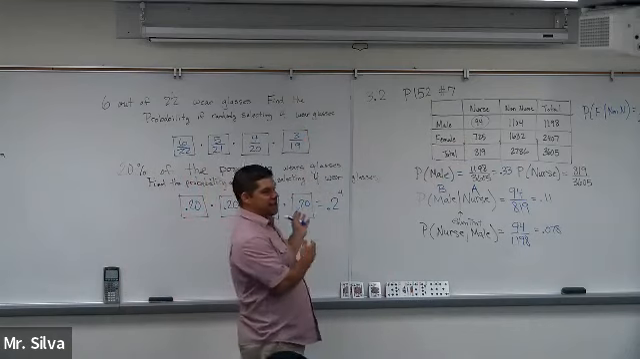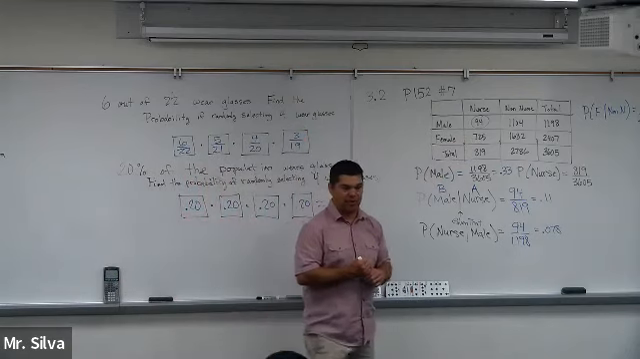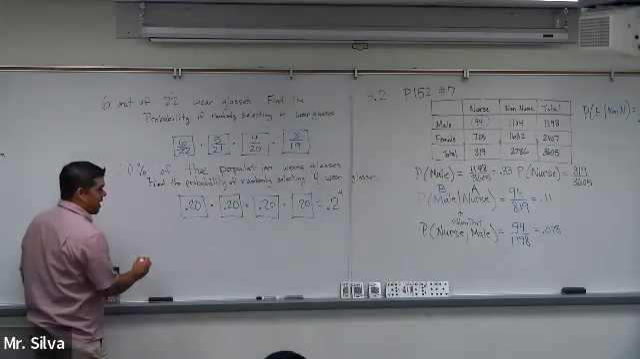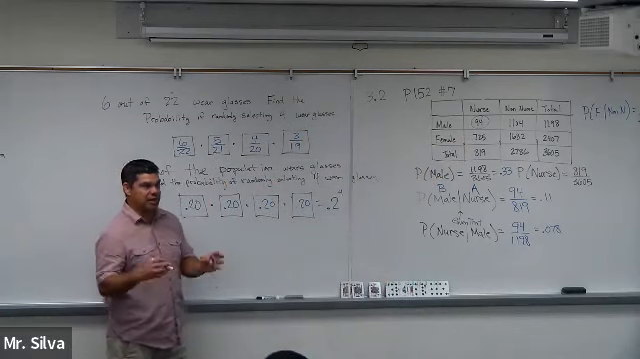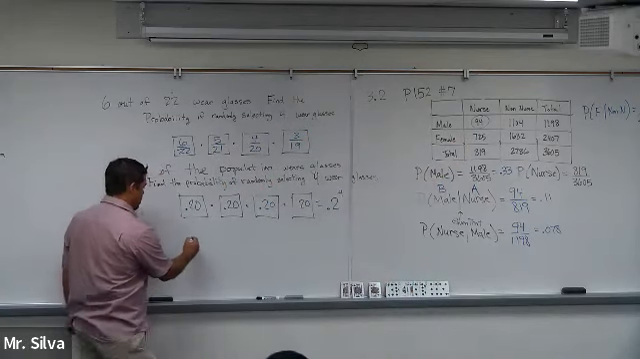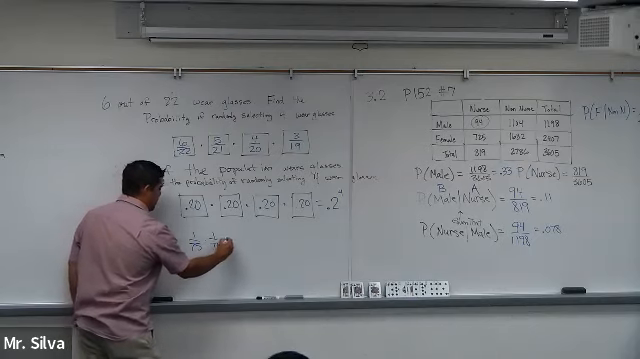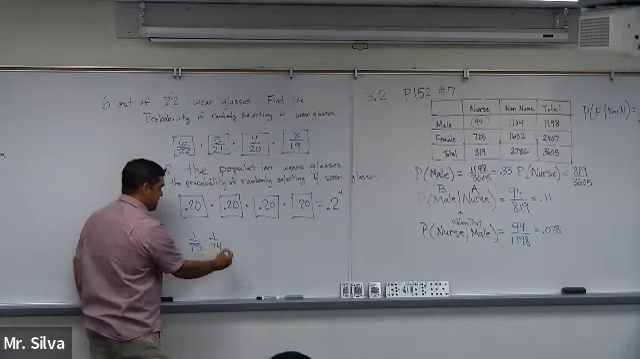I can use the same idea with the lottery. Remember we did the lottery problem? Find the probability of winning the lottery. Well, instead of doing 75 times 74 times 73 and dividing by 1, I could have done 1 out of 75 times 1 out of 74. That's the probability of getting the first number. That's the probability of getting the second number.